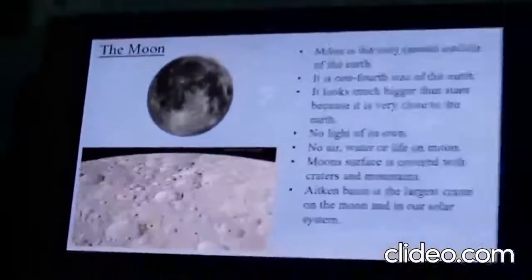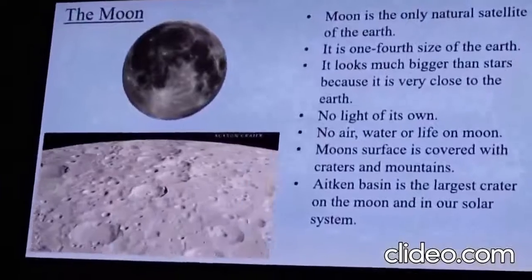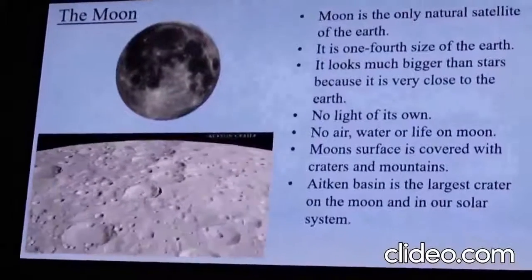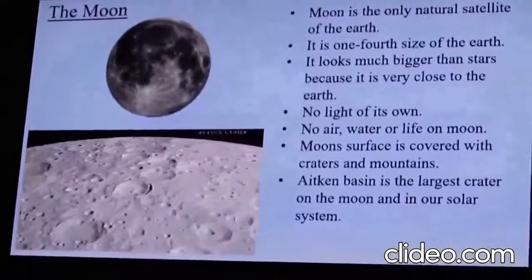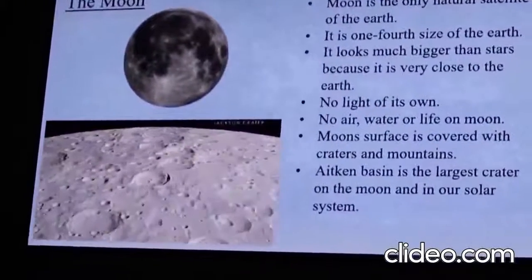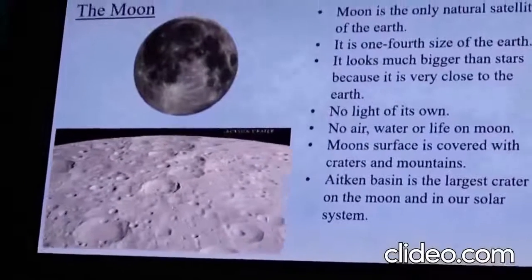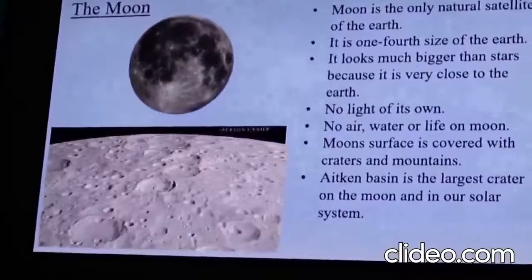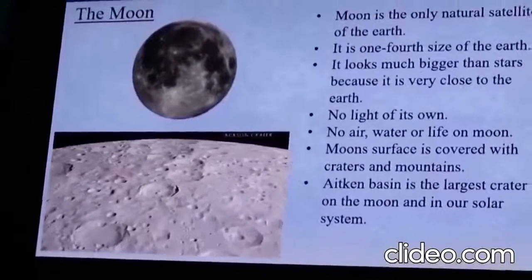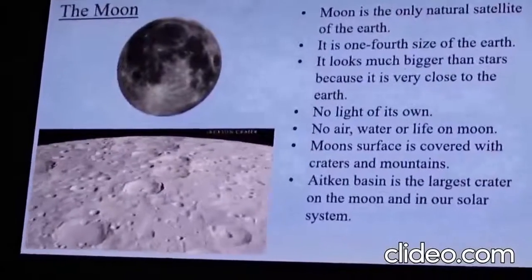Now let us see more detailed things about the moon. The moon is the only natural satellite of the earth. It is much smaller than the earth, about 1/4 of the size of the earth. It appears to be much bigger than the stars because it is much closer to the earth. The moon does not have any light of its own. There is no air, no water, and hence there is no life on the moon. Its surface is covered with craters and mountains.